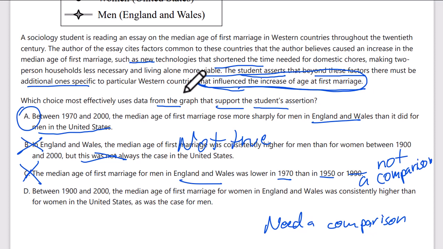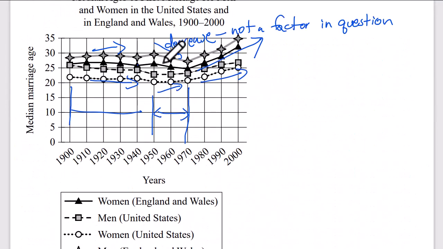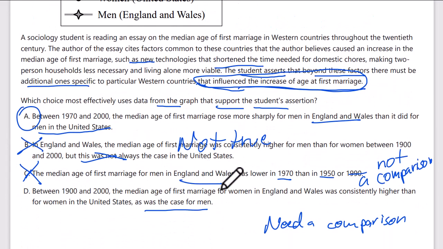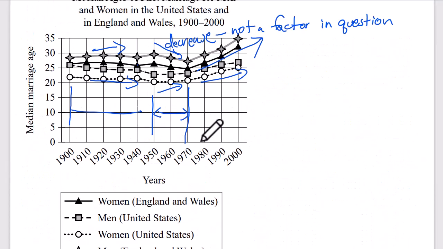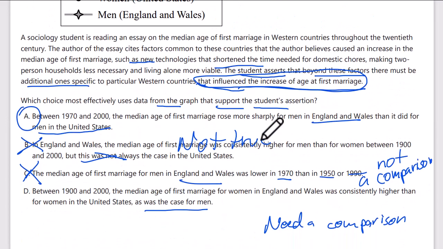D, between 1900 and 2000, the median age of first marriage for women in England and Wales was consistently higher than for women in the United States, as was the case for men. So first, is it accurate? Yes, that's true. The median age of first marriage for women in England and Wales was consistently higher than for women in the United States. The triangles are above the circles. This is accurate to the chart. However, this is not relevant. We are having a comparison here, but it's not a relevant comparison.